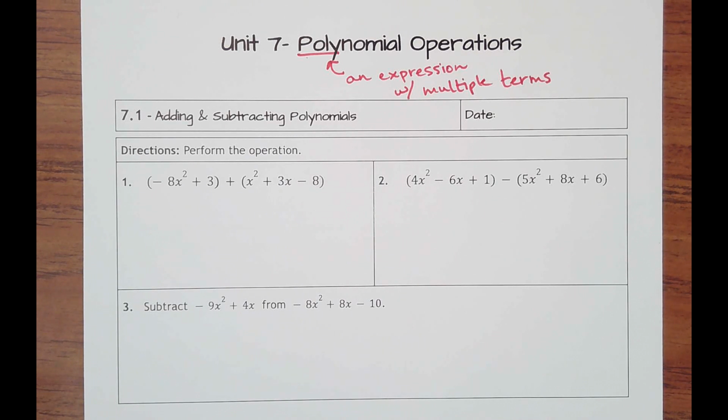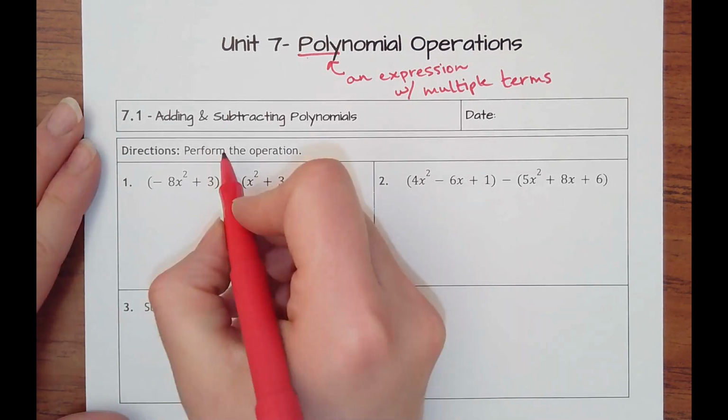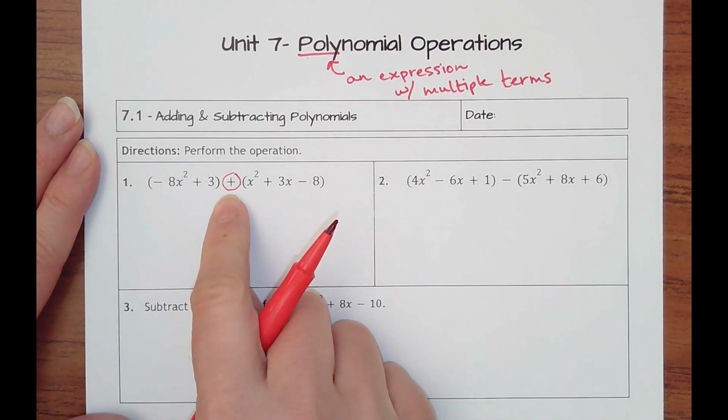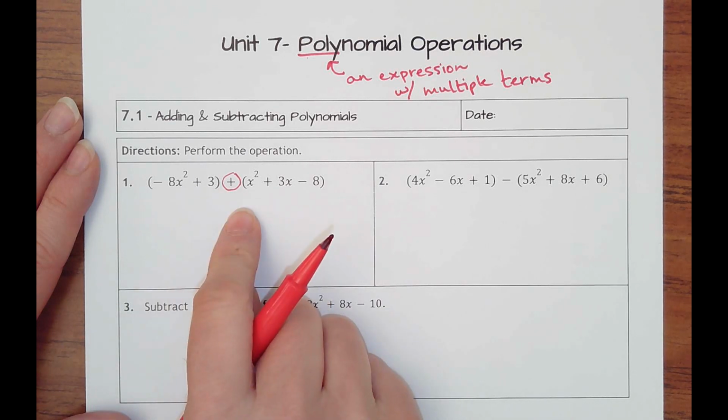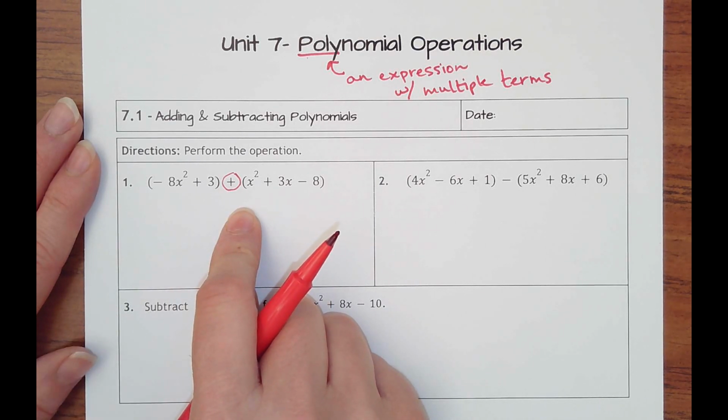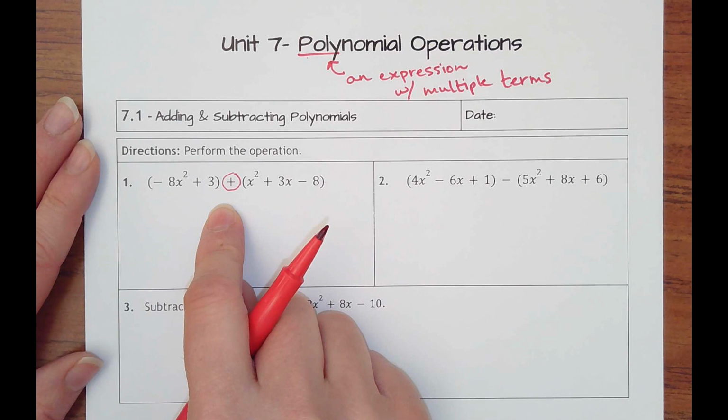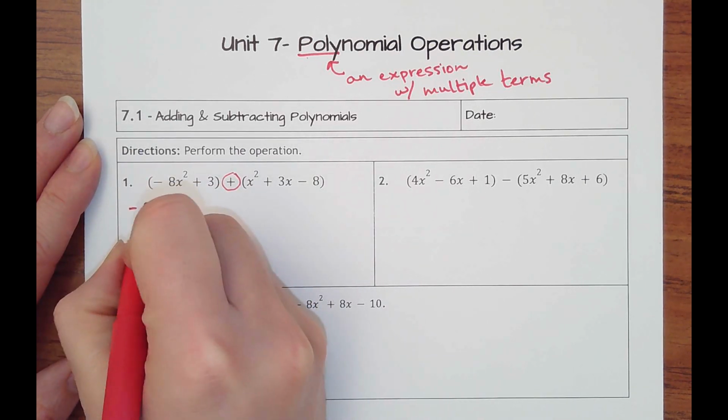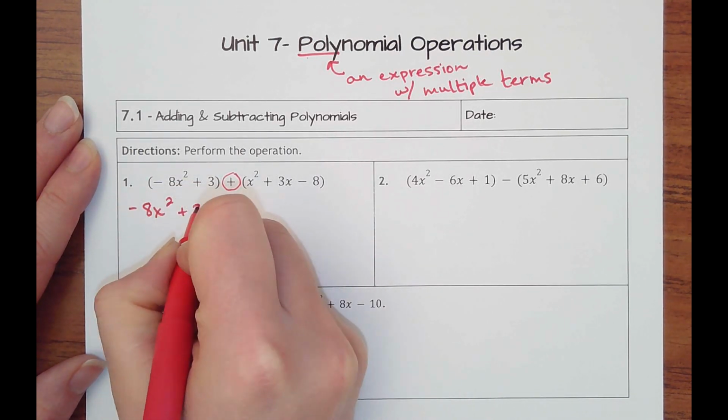So 7.1 is pretty simple. It's just adding and subtracting polynomials. Directions simply say to perform the operation. So your job is to look between the parentheses and say, okay, I'm adding these. I'm not having to FOIL because they're not touching. So then the parentheses really aren't doing anything. So I'm going to go ahead and take the terms out of parentheses.